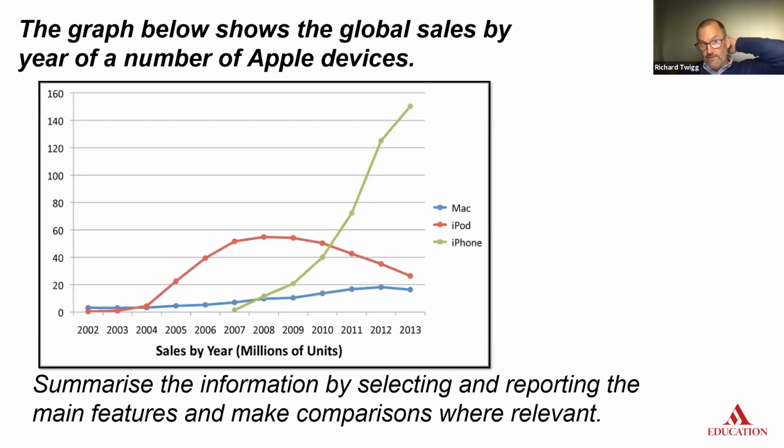So if we have a look here, the graph below shows the global sales by year of a number of Apple devices. So we've got the Mac, the iPod, the iPhone. The years are 2002 to 2013, and sales by year valued in millions of units. Okay. So the students are asked to summarize the information by selecting and reporting the main features and make comparisons where relevant. That's the task. That's what we've been asked to do.